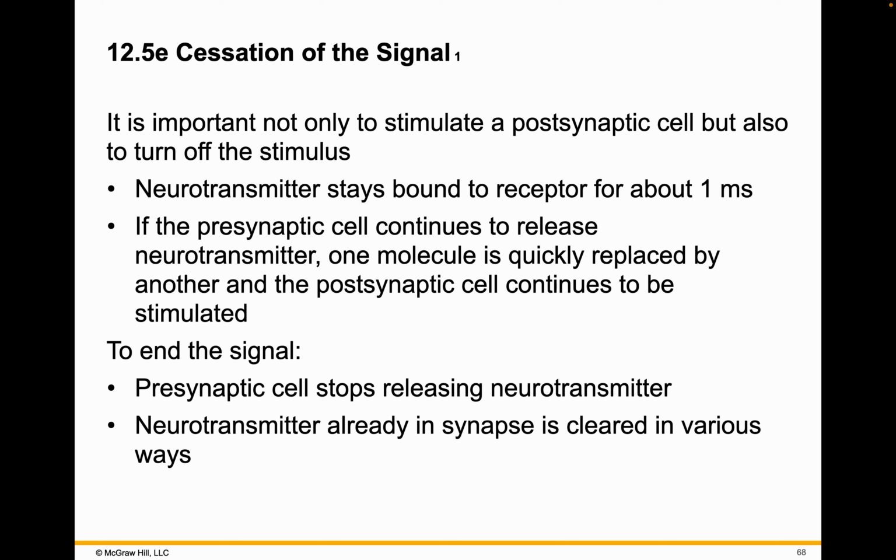It's important not only to stimulate the postsynaptic cell, but also to turn off the stimulus. The neurotransmitter stays bound to the receptor for about a millisecond. If the presynaptic cell continues to release the neurotransmitter, one molecule is quickly replaced by another, and the postsynaptic cell continues to stimulate. So to end the signal, first we need the presynaptic cell to stop releasing its neurotransmitter, and we need the neurotransmitter already in the synapse to be cleared.